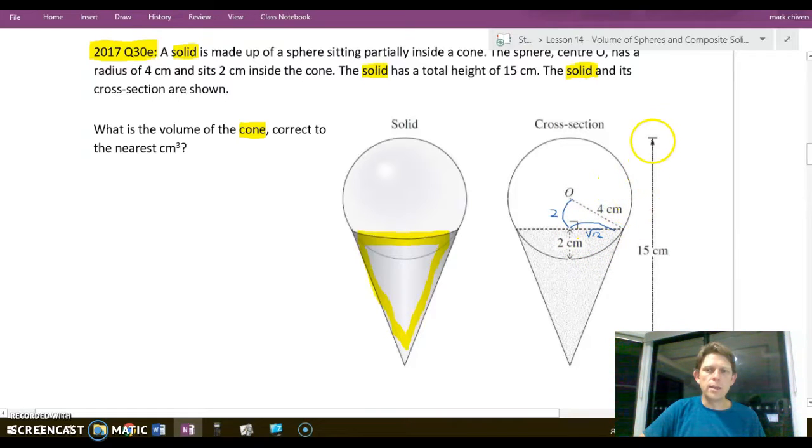And then we've also got to realize that this height is of the whole thing. We only want to know the height of the cone. So that would be that whole 15 minus the 4 centimeter radius minus this 2 centimeters here, so minus 6 centimeters, which would be 9 centimeters tall. And then we just find the area of the cone, 9 centimeters tall, the radius of root 12. And with that, I have 10 seconds left in this video.